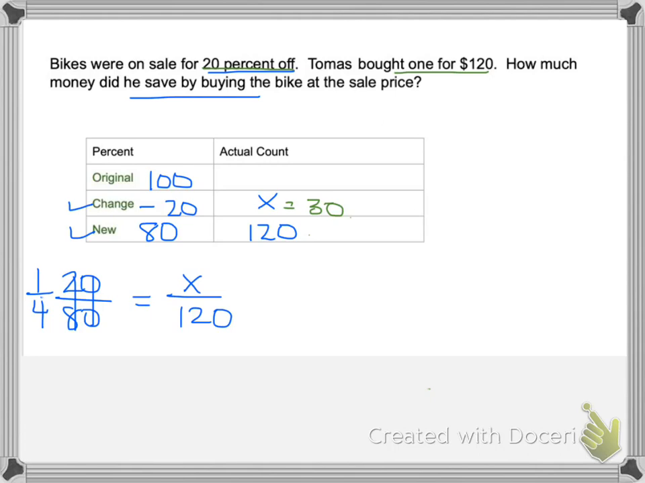Now remember, I told you to see if you can get from one number to another number. I'm going to say 4 times what will give me 120. Well, I know 4 times 3 is 12, so 4 times 30 would give me 120. And I do the same to the top. 1 times 30 will give me my x, so x therefore is 30. And that's just another way to solve it, but remember, cross products will always get you there. Let's try another example.